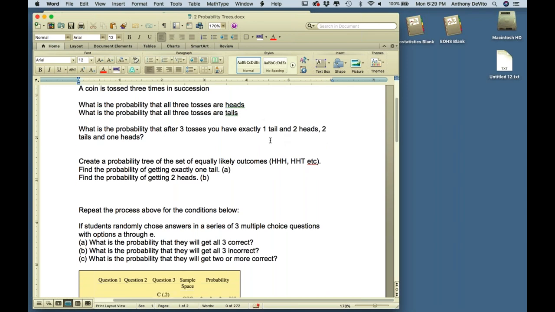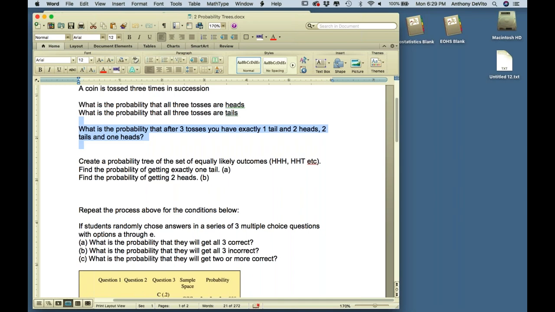Now, what's the probability that after three tosses, you have exactly one head and two tails? Well, things just got a little bit more complicated, didn't they? Because before, we talked about an outcome where all three had to be heads. There's only one way that can happen. It has to be heads, heads, heads. If I ask you now what's the probability that exactly one is heads and two are tails, there are a few different ways that can happen.